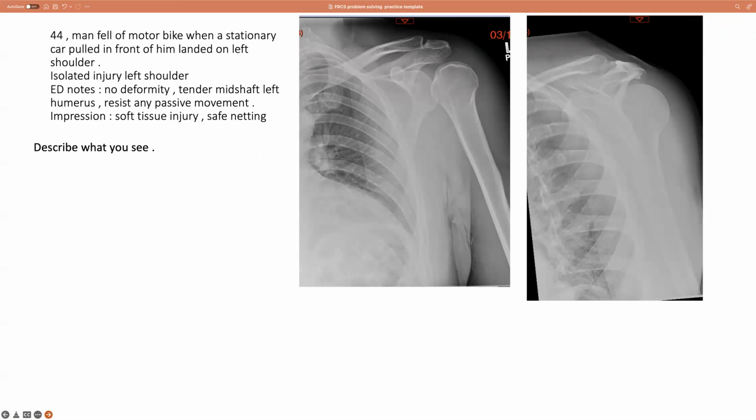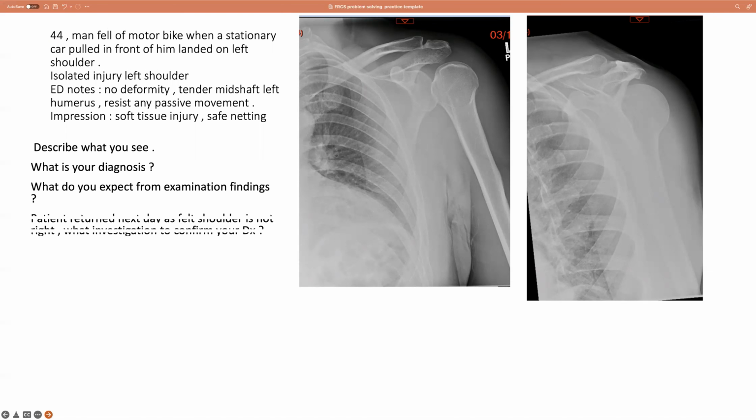Describe what you see. What is your diagnosis? What do you expect from examination findings? Patient returned next day as he felt that his shoulder is not right. What investigation to confirm your diagnosis?